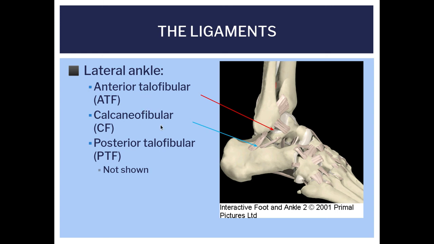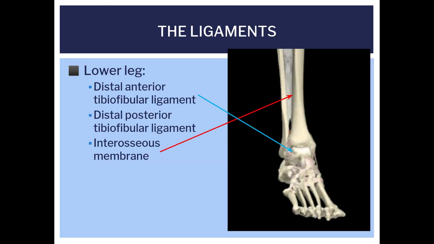The ATFL and the CFL. I call them ATFL and CFL because it's anterior talofibular ligament, and the CFL would be the calcaneofibular ligament. But just know these two are the most common ligaments that you can sprain, and it's definitely one of the most common injuries in sports. And then the last thing I believe I'm going to talk about.